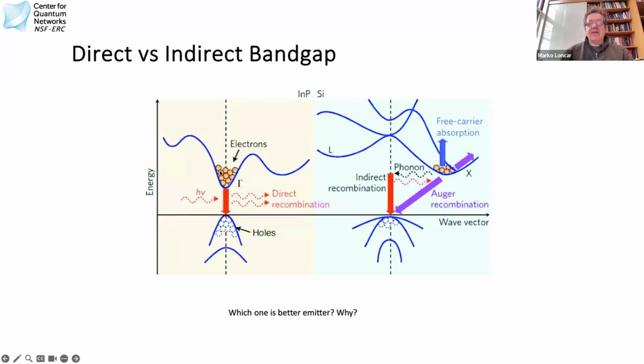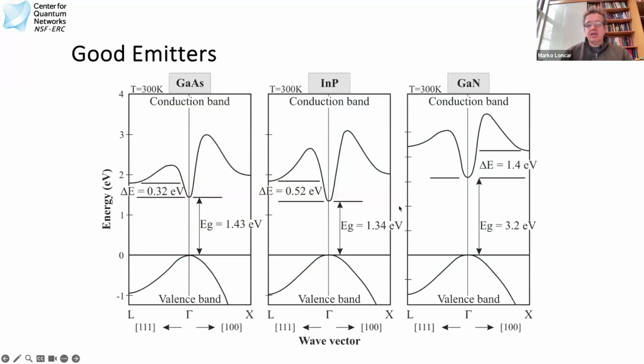III-V semiconductors that have a so-called direct band gap are excellent emitters because there, the bottom of the conduction band and the top of the valence band are aligned. So these electrons and these holes have the same momentum, and therefore they do not require any phonons to participate in the process. This process is very efficient. Good light emitter materials are indicated here: gallium arsenide, indium phosphide, gallium nitride, and so on and so forth.